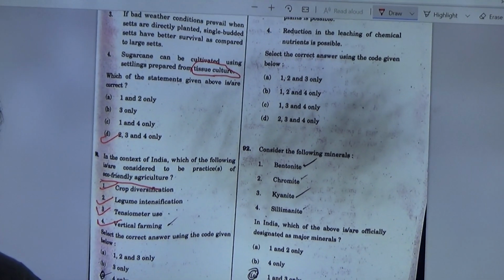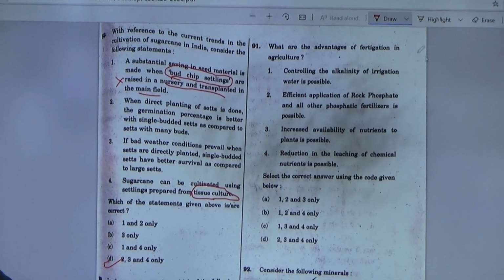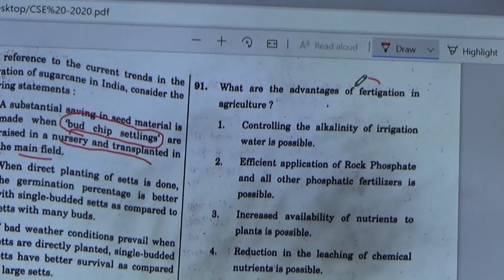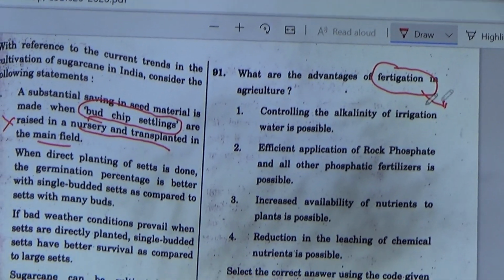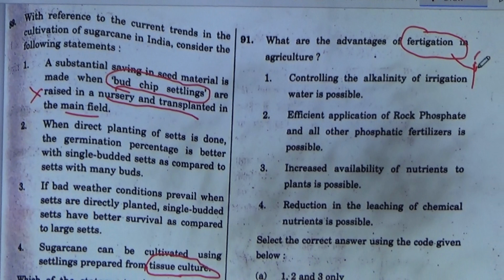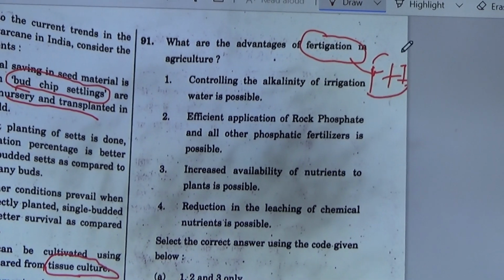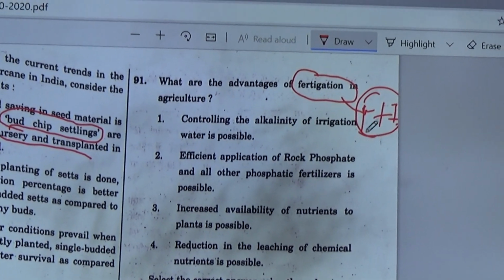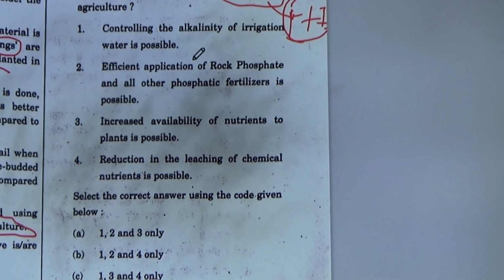Then we have question number 91. Now fertigation in agriculture. Fertigation in agriculture simply means a combination of fertilizer plus irrigation. So when you use fertilizer and irrigation both together, that is called fertigation. So of course fertigation helps us in various things.